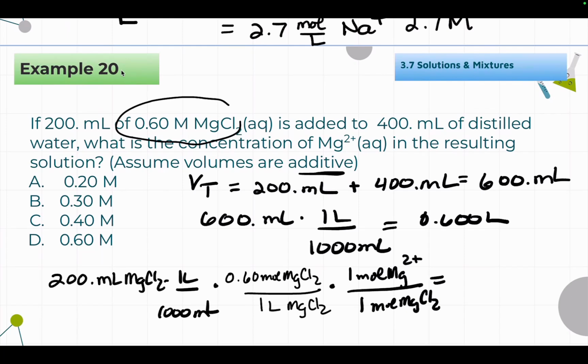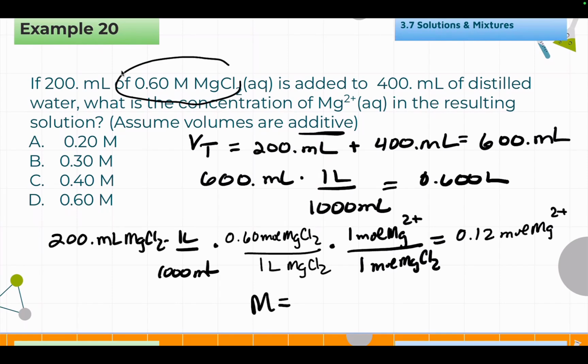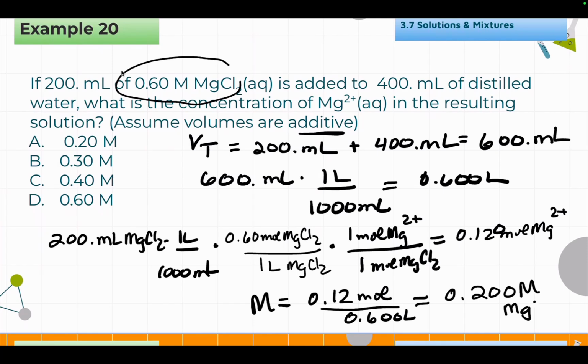So I'm going to do it with you now because I don't have it worked out. 200 divided by 1,000 times 0.6 times 1. So I end up with 0.12 moles of magnesium ions. To calculate the molarity of the magnesium ion, it's going to be 0.12 moles over that total volume. And when I do that, this is 0.120 with sig figs, I get 0.200 molarity of magnesium ions. So my answer here is going to be A.